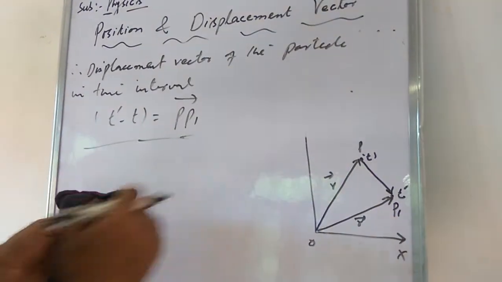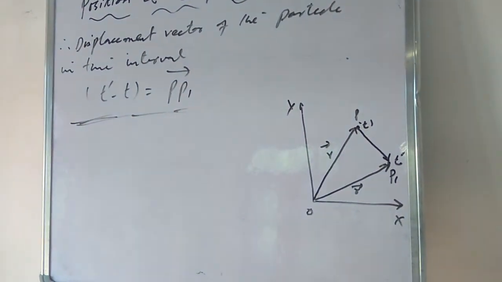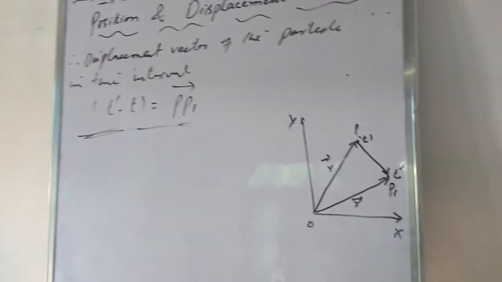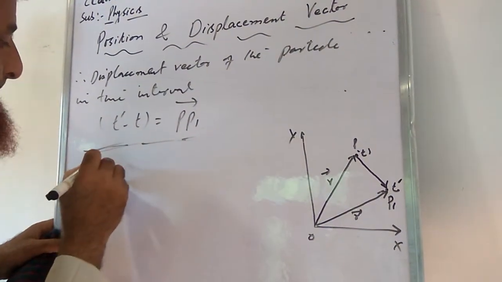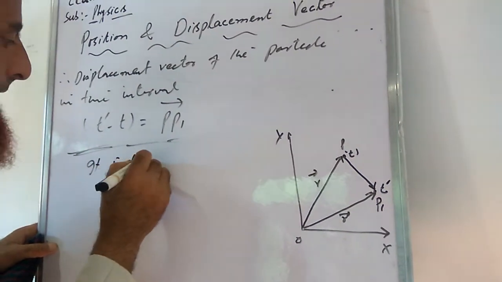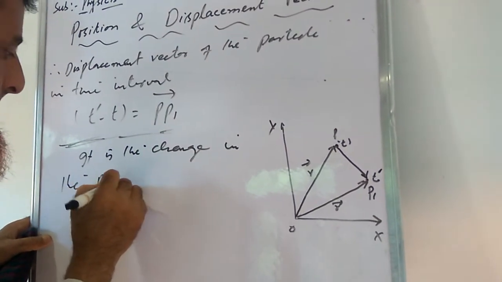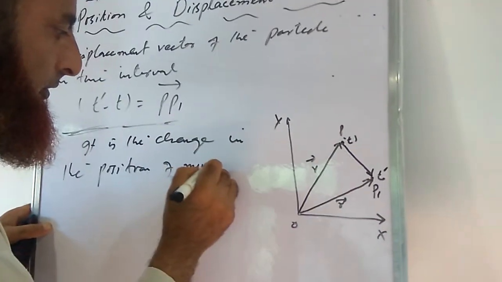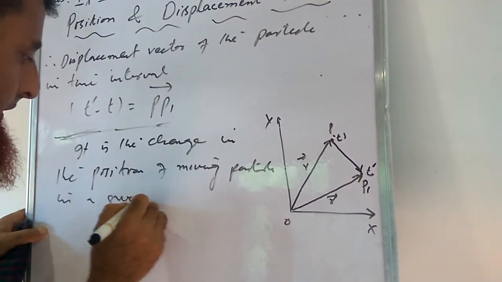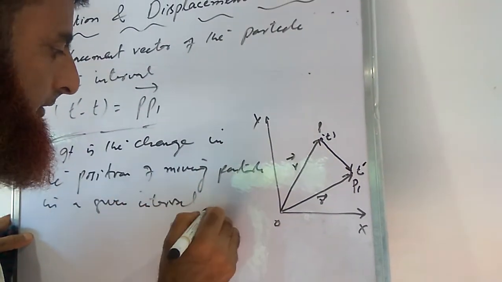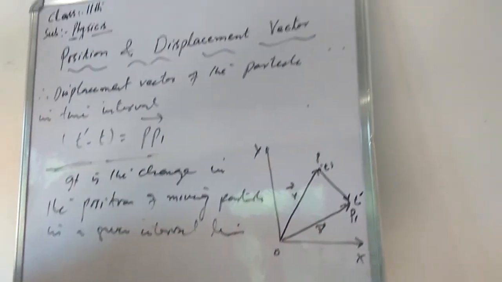So what we conclude from this description is that the displacement vector is the change in the position of the moving particle in the given interval of time. That means displacement vector is a change in the position of a moving particle in a given interval of time.